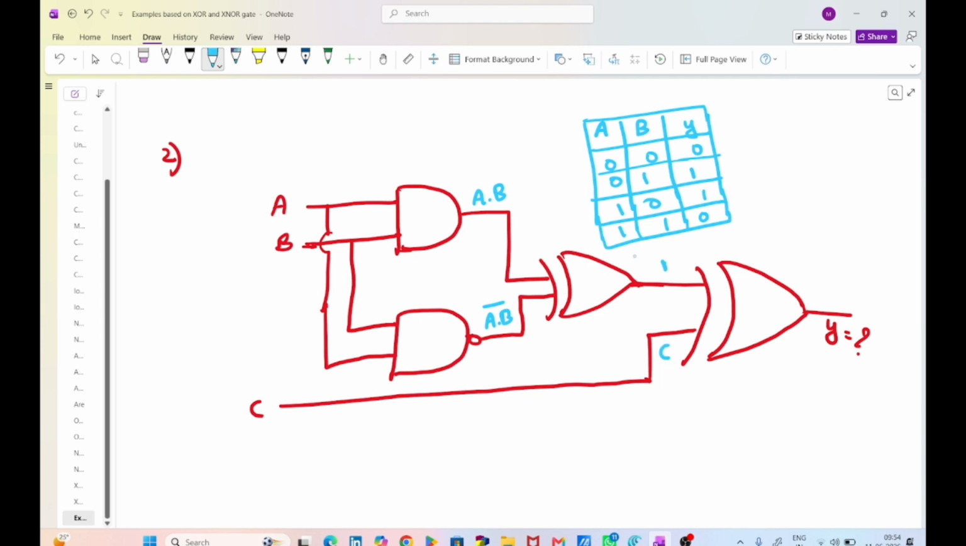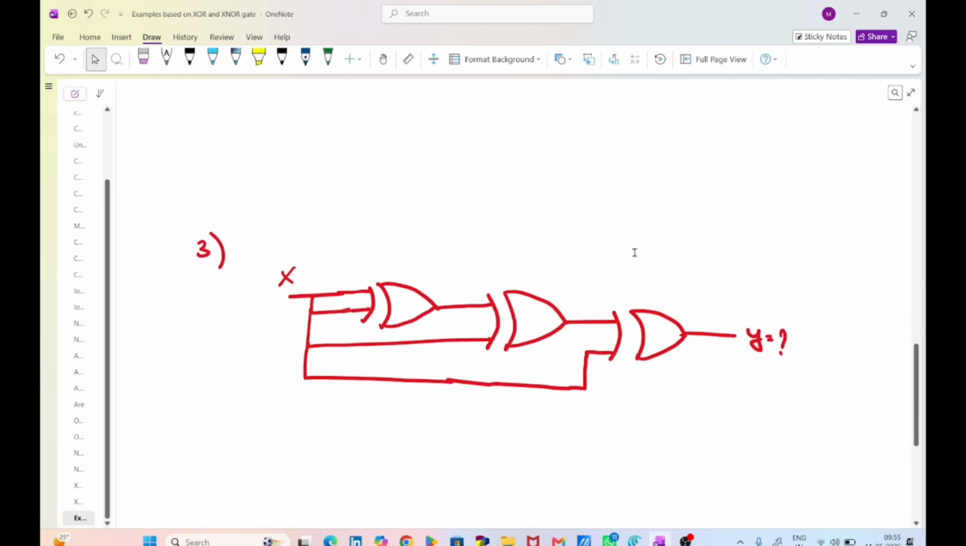Here the input is C. Let us check in this case. Let us consider this one and this one as C. When C is 0, the output is 1, that is its complement. When C is 1, the output is 0, that is its complement. Then we write Y is equal to C bar. Now, let us move to the next problem.